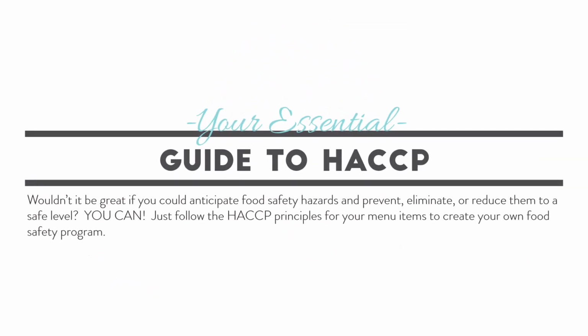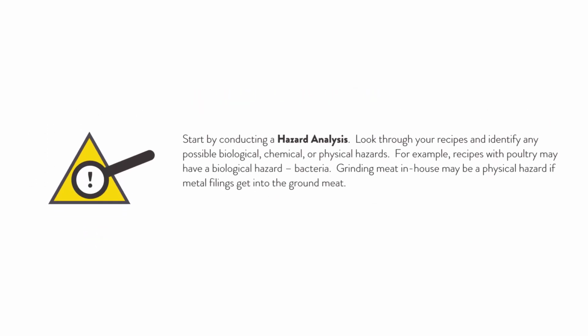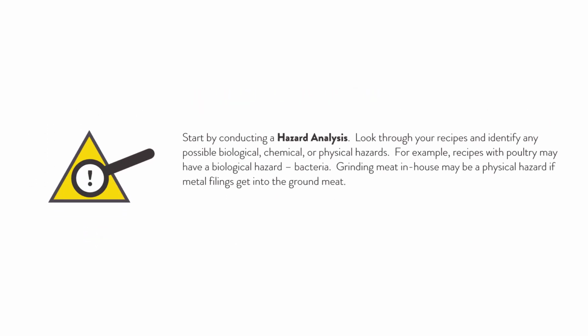Wouldn't it be great if you could predict food safety hazards and prevent, eliminate, or reduce them to a safe level? You can. Just follow the HACCP principles for your menu items to create your own food safety program. Start by conducting a hazard analysis. Look through your recipes and find any possible biological, chemical, or physical hazards.